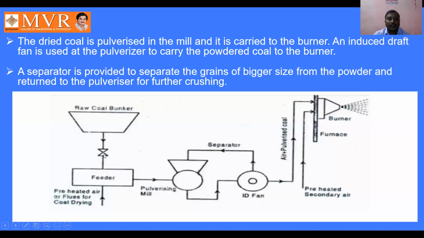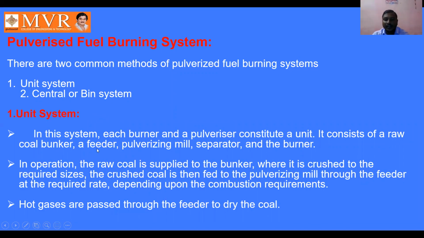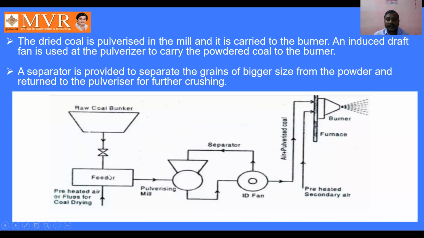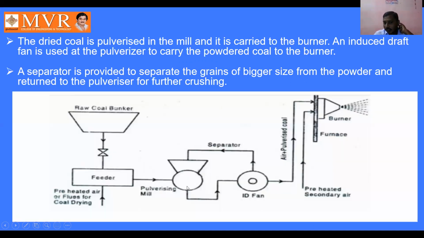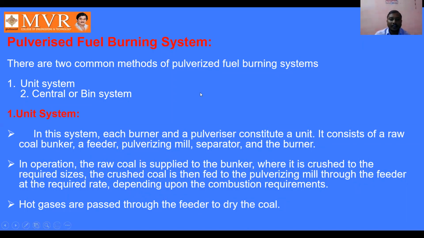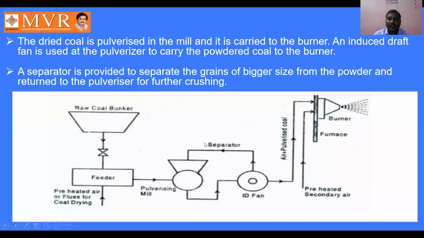Here we can observe the raw coal bunker, and we have a feeder. From the diagram we have a feeder here, and we have the pulverizing mill. We can observe the pulverizing mill in the diagram, and we have a separator. Separator means that which separates the large coal and the pulverized coal which has entered from the pulverizing mill to the ID fan, and through the ID fan to the burner.